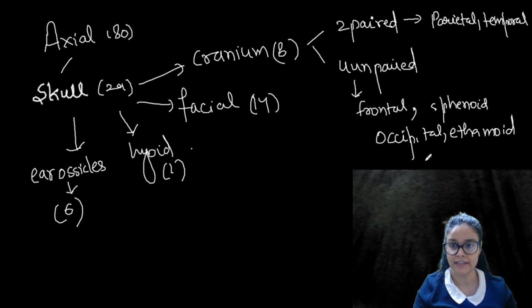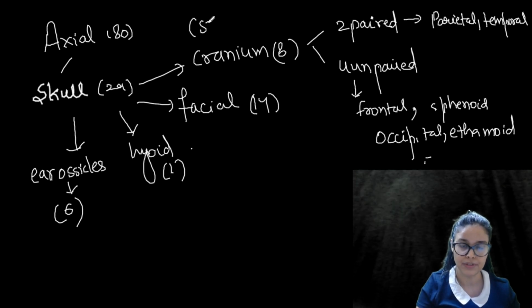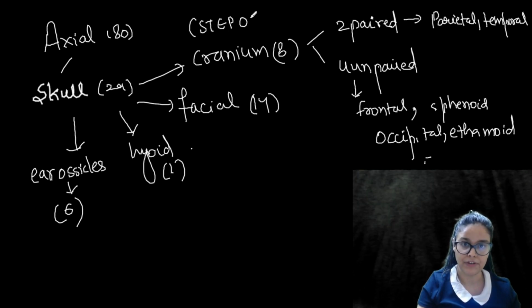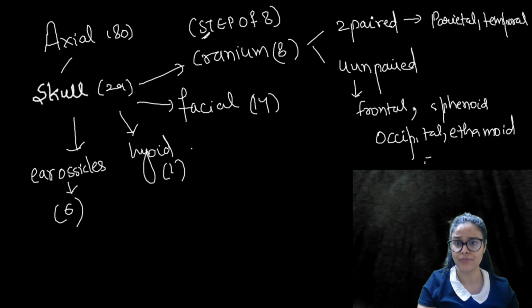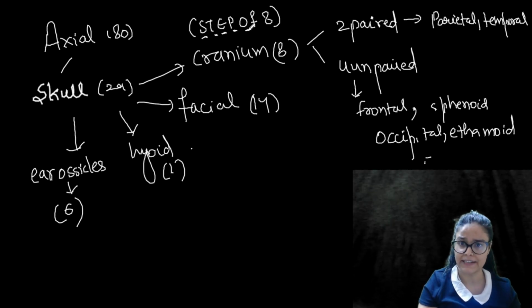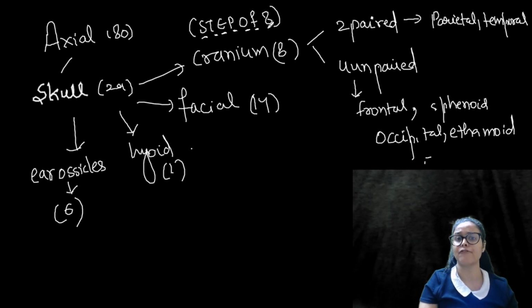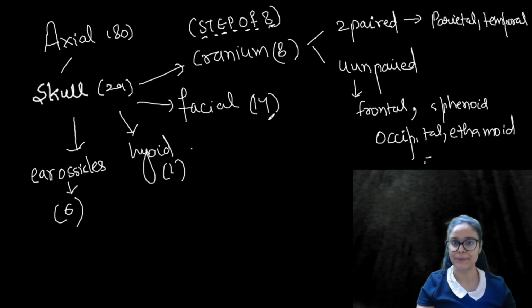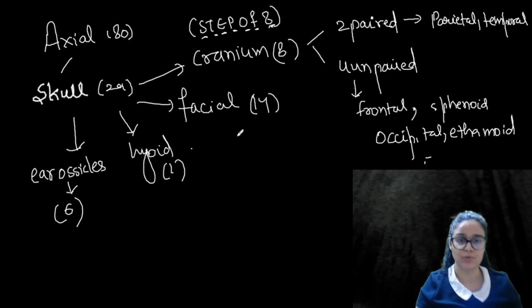You can learn the cranium bones with the mnemonic STEP OF 8. These are 8: S for sphenoid, T for temporal, E for ethmoid, P for parietal, O for occipital, F for frontal, and in total they are 8 in number. So this is the short way to learn it, right?